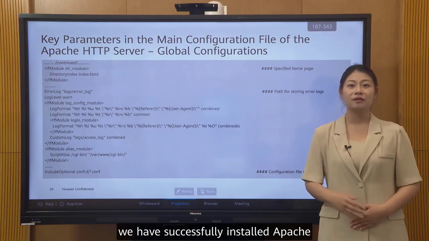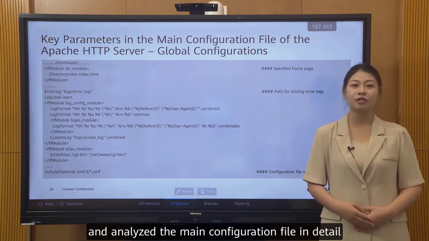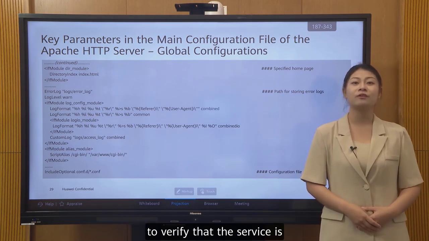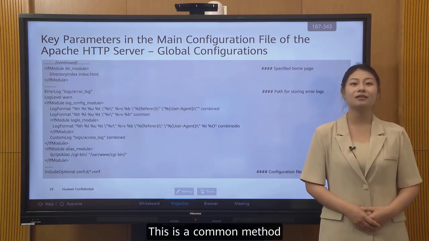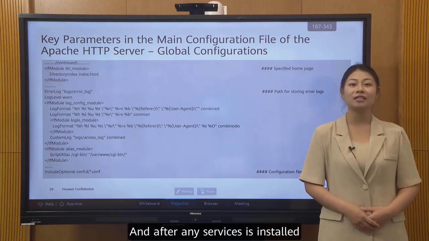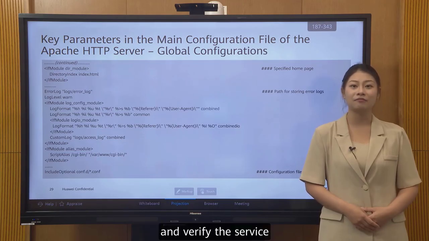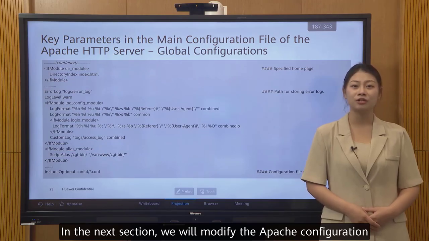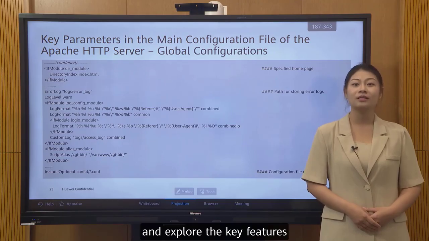In this section, we have successfully installed Apache, learned about its configuration directory structure, and analyzed the main configuration file in detail. In addition, we used multiple methods to verify that the service is started and running properly. This is a common method, and after any service is installed, we can use this method to test and verify the service. In the next section, we will modify the Apache configuration and change things such as the main page and explore the key features.